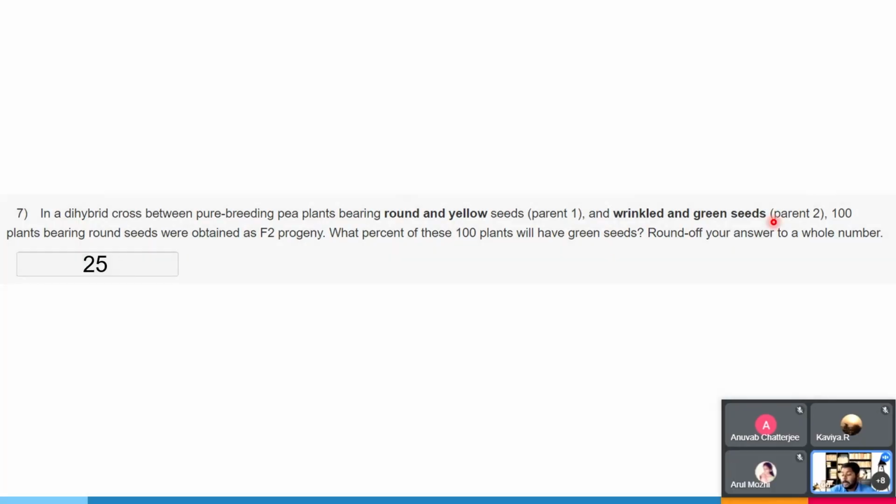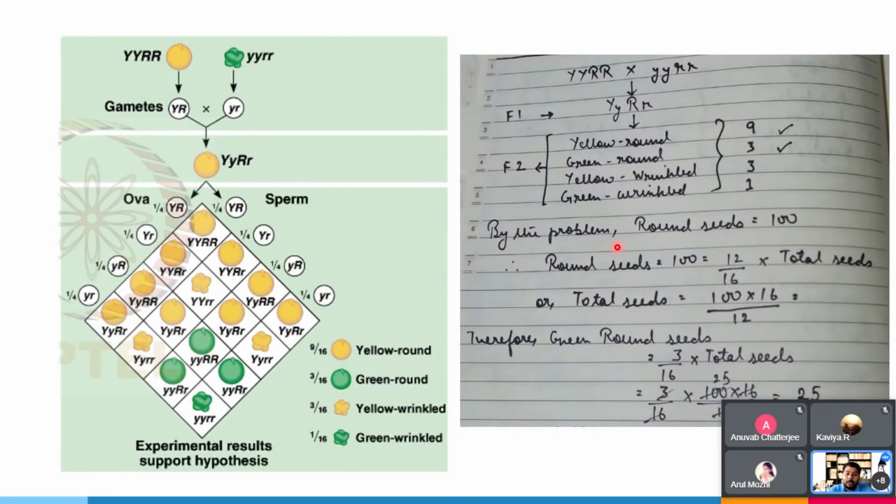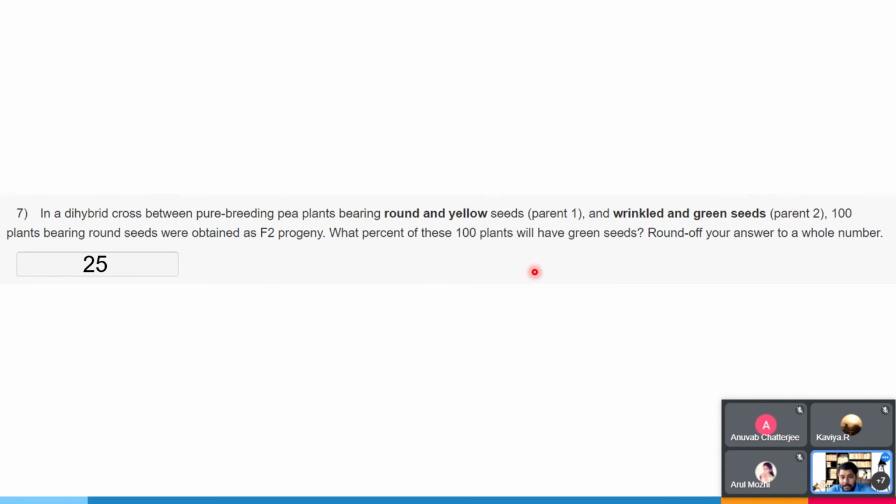So the answer is 25. Some of these questions will be very basic mathematics, but you have to keep your head when answering them. For something like this, what percent of the 100 plants will have green seeds, many times we might go about calculating the total amount of green seeds, and then the fraction will be converted from 3 by 16 to 4 by 16 if you go wrong. We have to keep in mind that they have asked, out of the 100 plants, the green round seeds instead of the total green seeds.